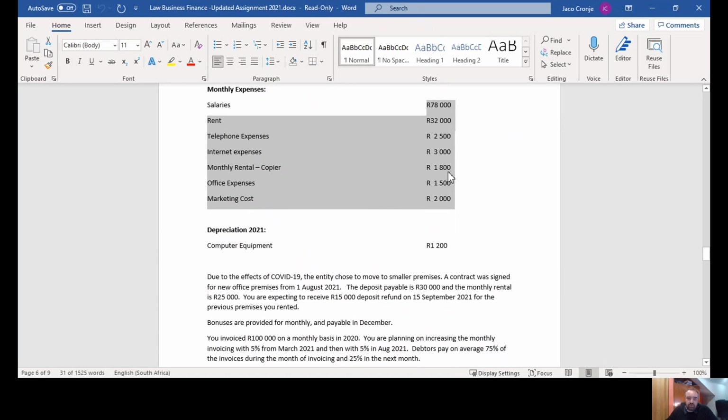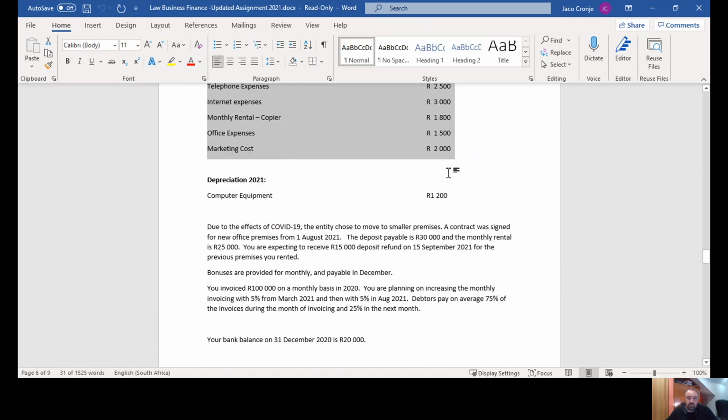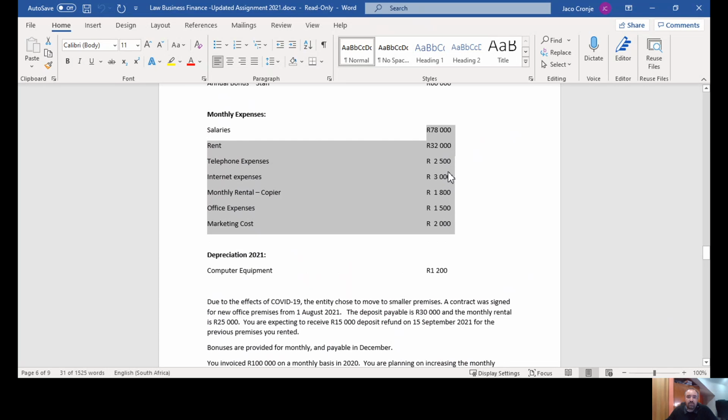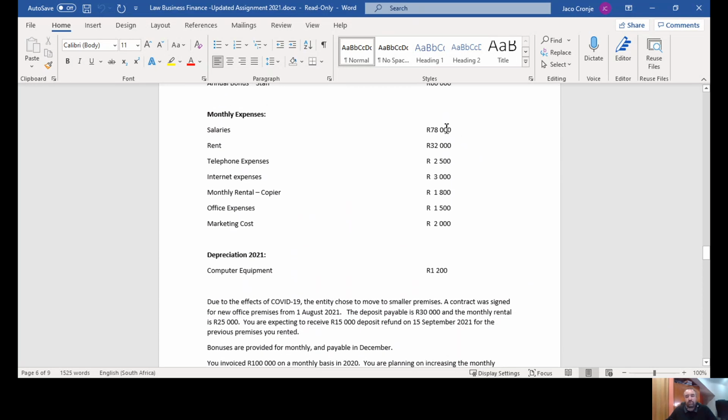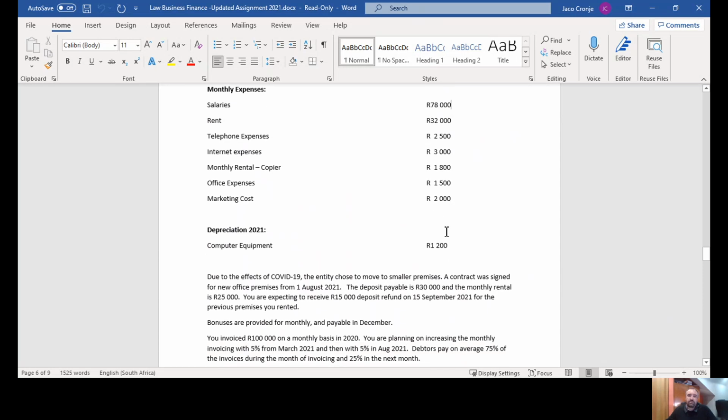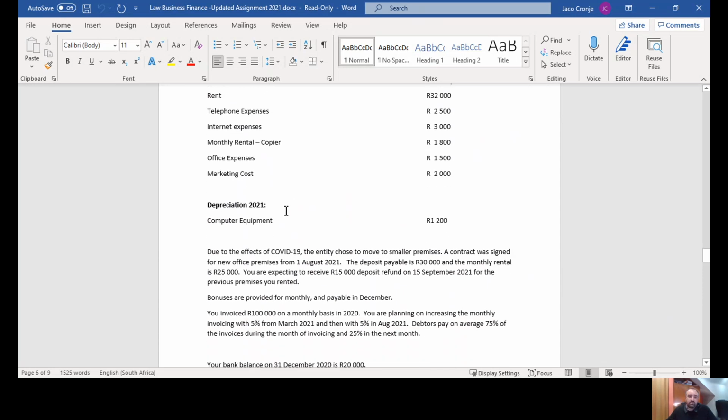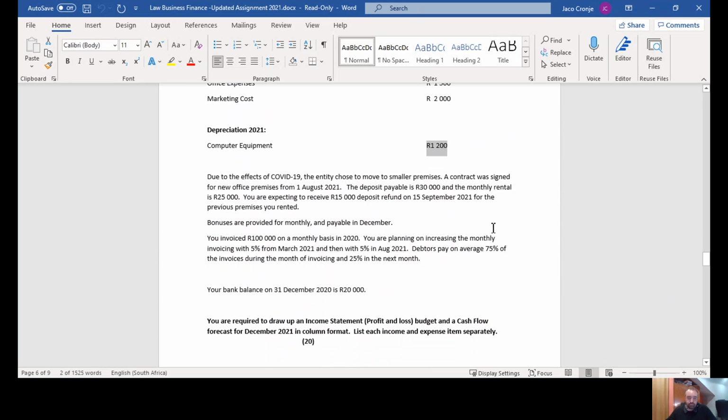Also, as far as I can remember, they don't say anything about tax, so we don't have to worry about PAYE on the salaries. That was only to show you guys in the training example. So your salaries and your expense and your cash flow look exactly the same. And then depreciation 2021, this amount is also monthly. They don't clearly say that there. So every month in your budget, you will reflect that depreciation.